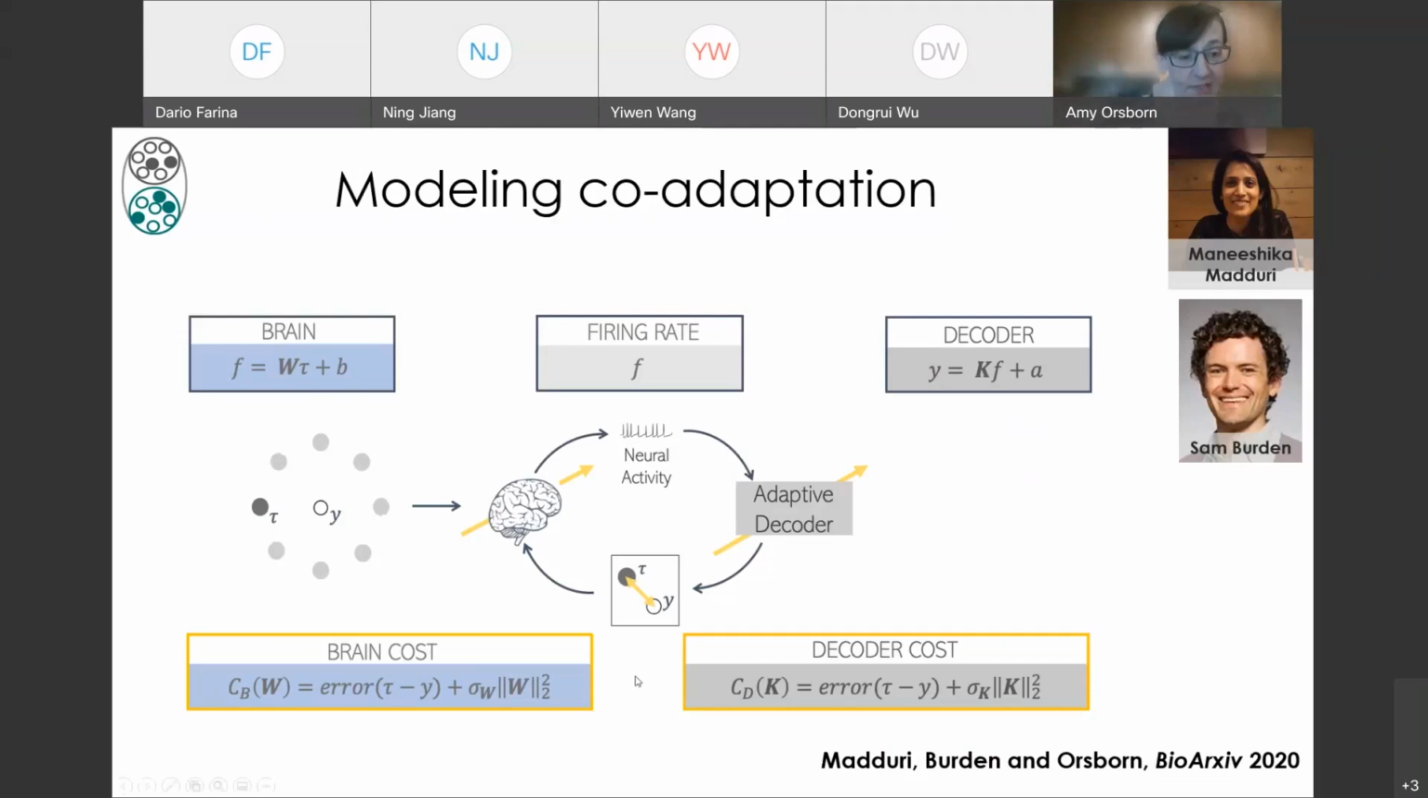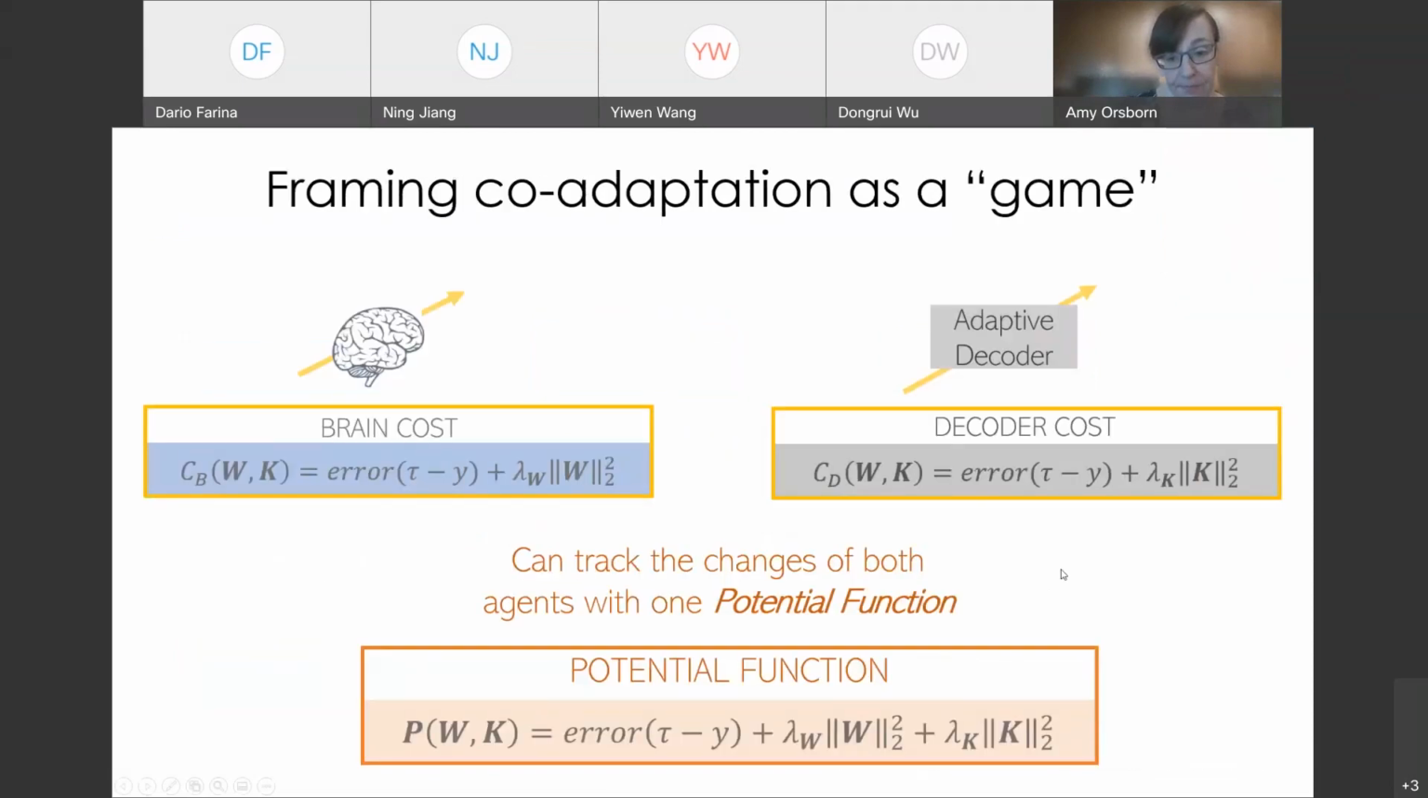We say that the brain cares both about optimizing the performance of the task, so that's this error term here, but it also cares about, you could think of this as an effort term. It basically says, I want to change, but I want to change as little as possible to optimize performance. And the decoder is similarly trying to conserve its movement over time. In doing this, it allows us to think about co-adaptation as the brain and the decoder playing a game with each other.